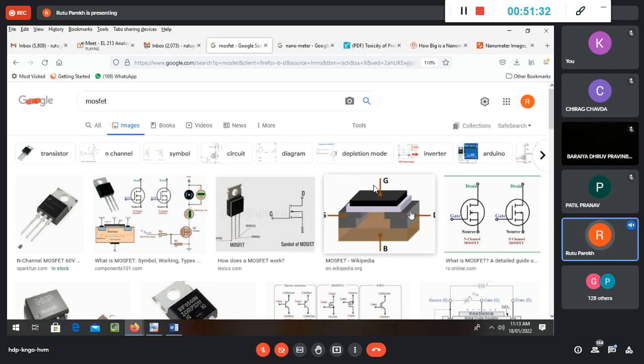We cannot miniaturize this MOSFET further, and we are looking for alternate transistors, known as nano transistors. If you make the MOSFET this small, it will not perform the way it should. That's why we cannot go ahead with this MOSFET, and we have alternate transistors for the future.